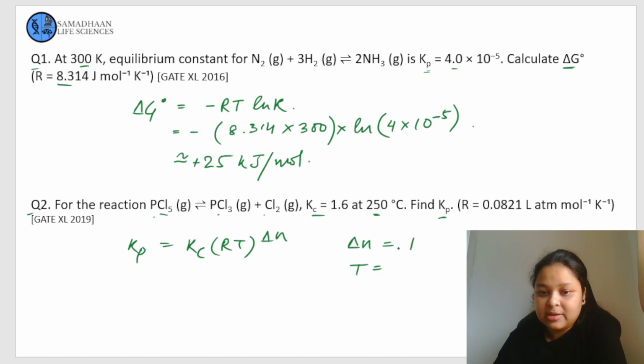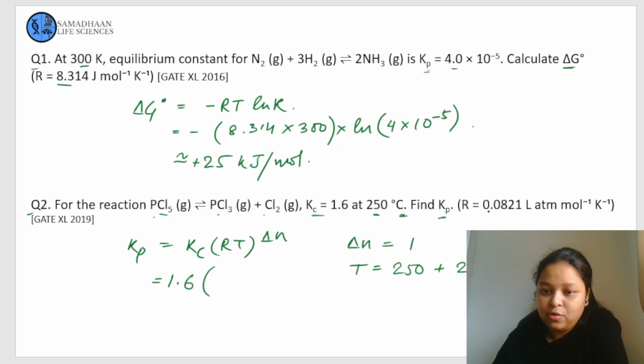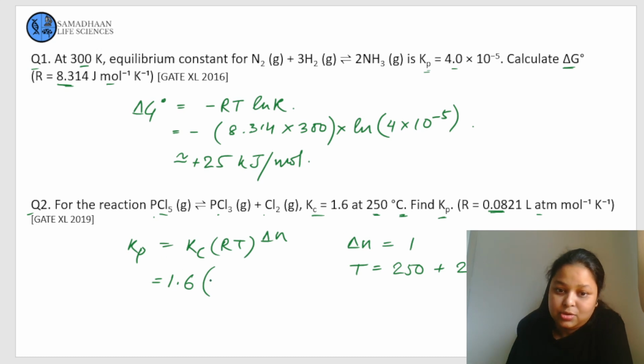Now temperature is given in centigrade, so we have to convert it into Kelvin. So 250 plus 273, 523 Kelvin. Now let's put the values in the equation. So 1.6 for Kc into R. Now see here, the value of R is different here than the previous problem. Why? Because the units are different. So you have to be careful. Okay. So now 0.0821 into temperature 523 to the power delta n, which is 1. So this will come around 69.